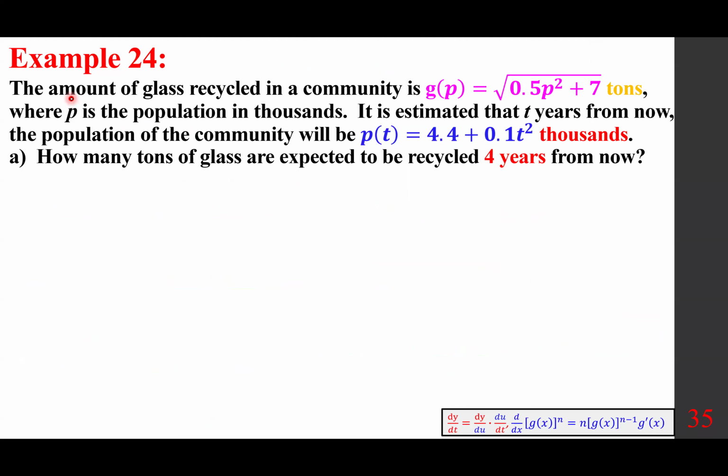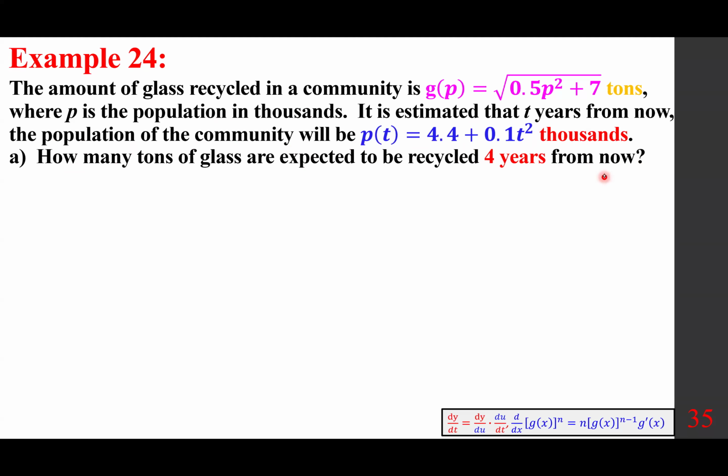The amount of glass recycled in a community is G of P equals the square root of 0.5 P squared plus 7 tons, where P is the population in thousands. It is estimated that 2 years from now, the population of a community will be P of T equals 4.4 plus 0.1 T squared thousands. How many tons of glass are expected to be recycled 4 years from now? Similar to the previous question, we have two functions, and we can go by the composite function or just the ways given. Generally speaking, in a case like that, the composite function makes it more difficult.